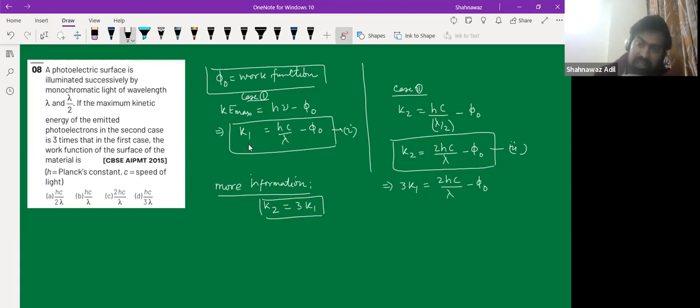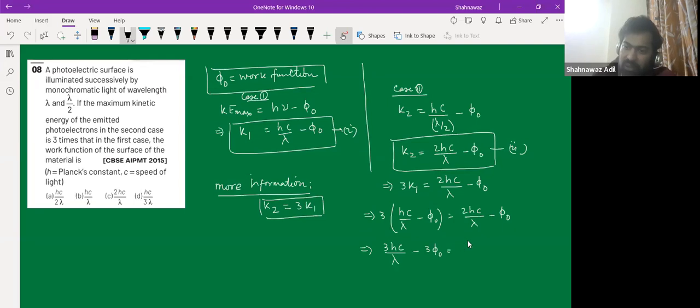So let us keep this thing in there. So 3 K1, how much is K1? K1 is hc by lambda minus phi naught. If you put this value in here, and this is 2hc by lambda minus phi. So how much is this thing? This is 3hc by lambda minus 3 phi naught, and this is 2hc by lambda minus phi.